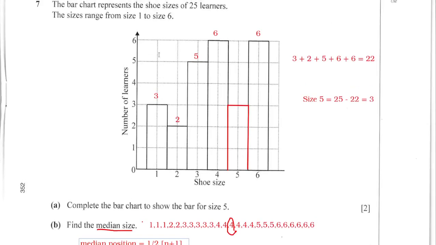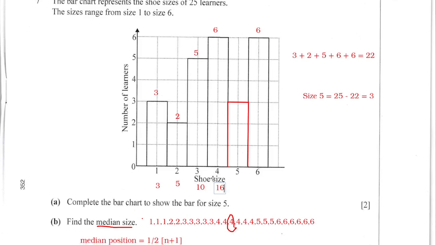Now that you know that it's 13, come and add these numbers here, more like finding the cumulative frequency. Here is 3. Now 3 plus 2, it's 5. Still I haven't gotten to position number 13. Now 5 plus 5, that's 10. Then plus 6, that's 16, which means 13 is in this group, which is size number 4. Then that's your answer.